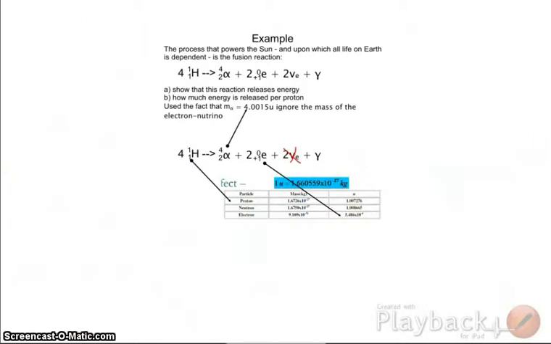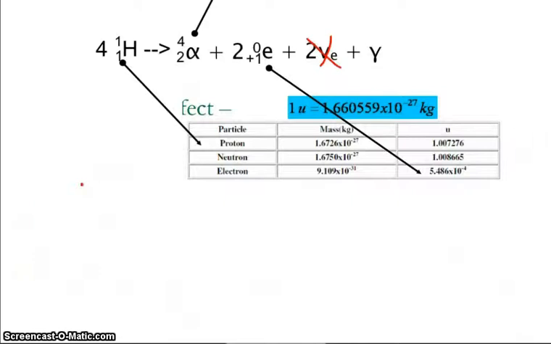Now let's look at an example. The process that powers the sun and upon which all Earth depends is a fusion reaction. Show that this reaction releases energy, and find how much energy is released per proton, and use the fact that the mass of an alpha particle equals 4.0015 u. Ignore the mass of the electron neutrino. Now to find the energy released, you're going to have to use E equals mc squared. So we're going to need to find the change in mass.